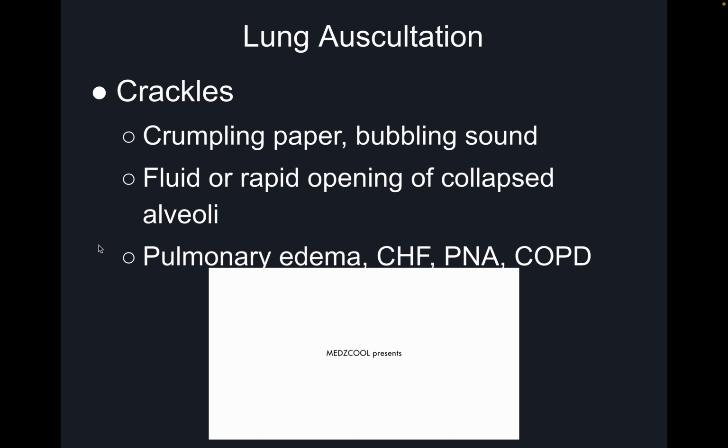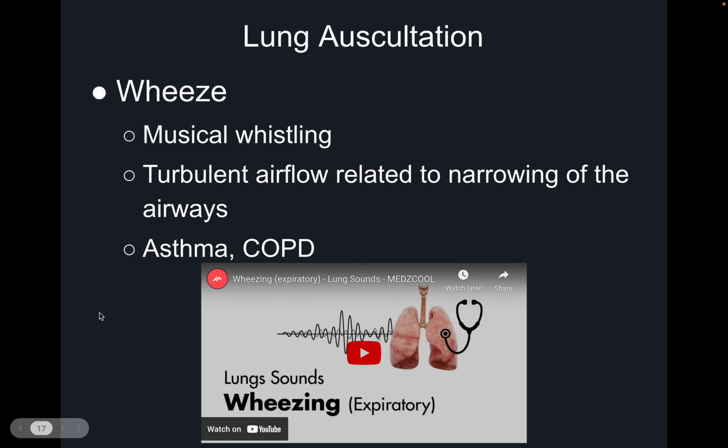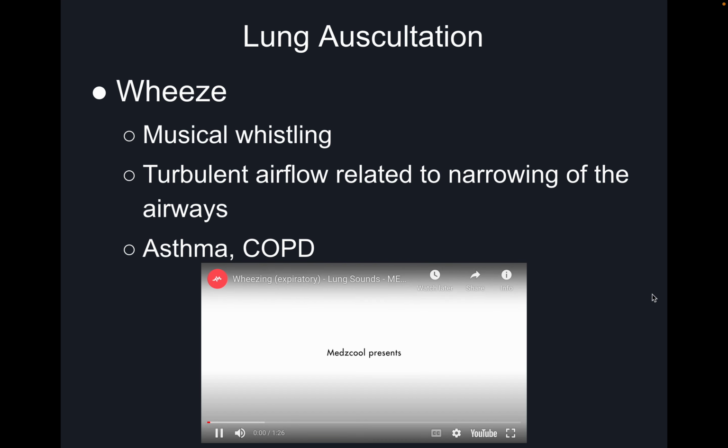And then moving to wheezing, which has a musical sort of tone to it, a whistle, associated with narrowing of the airways, potentially from mucus and sort of thickening of the muscular layers, inflammation that you might see in things like asthma or COPD that create an obstructive process.